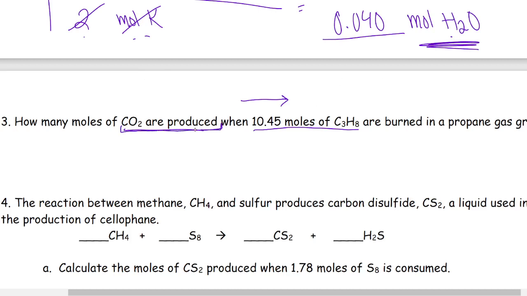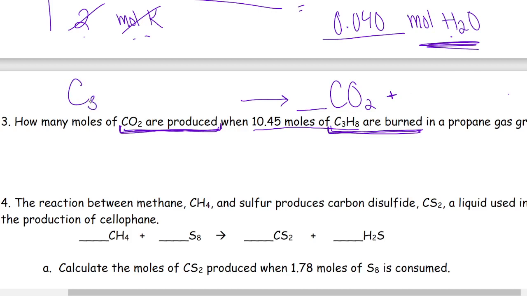CO2 has to be produced, which means that it will be on my product side. So CO2 is going to go over here, but I'm going to give myself space to put a coefficient. I know that CO2 isn't going to be my only product because if I have C3H8 being burned, that means that hydrogen is also part of this. So hydrogen has to be part of my product as well, but we'll get to that.